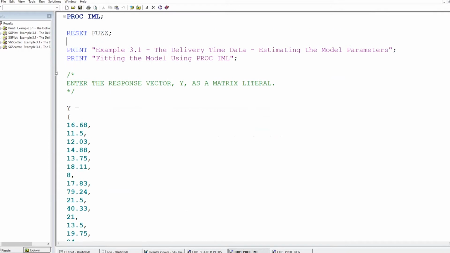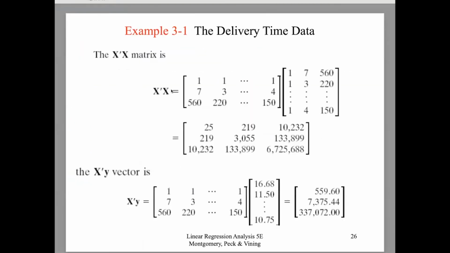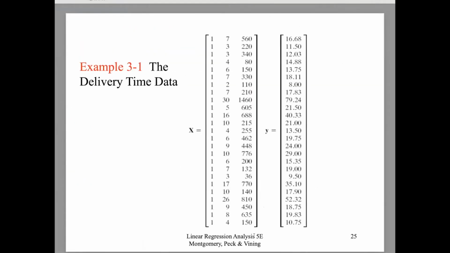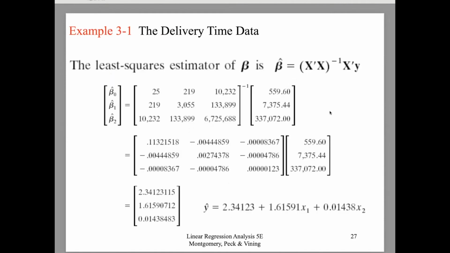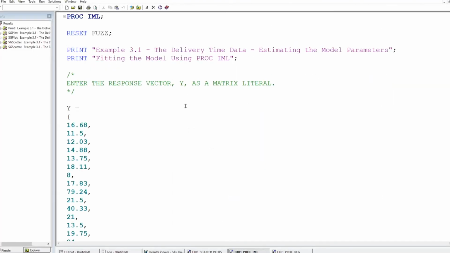The first thing we want to do is enter the data in matrix notation. We've got to enter the data as it's displayed here in the observation vector, and we also have to enter the design matrix. All right, and so let's go ahead and look at this.